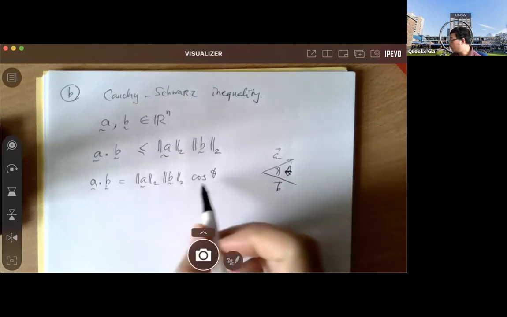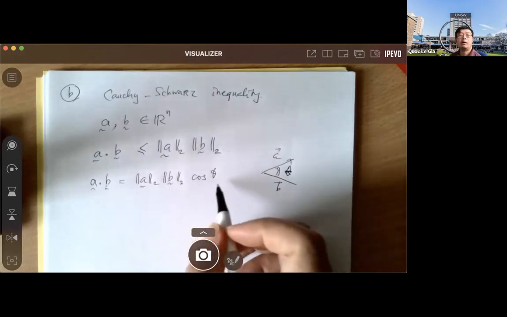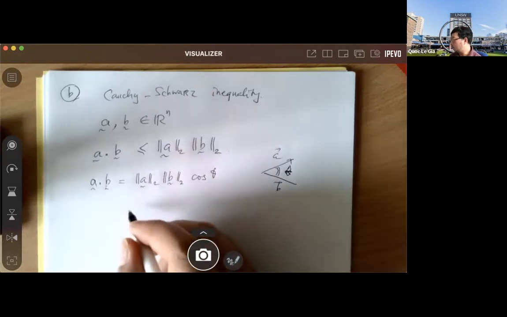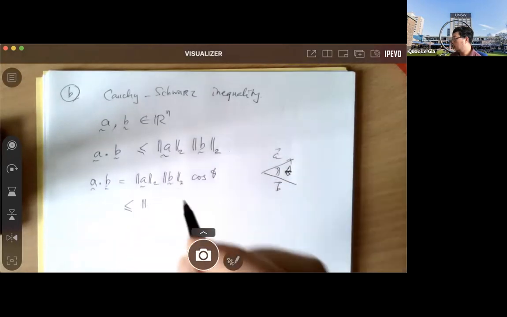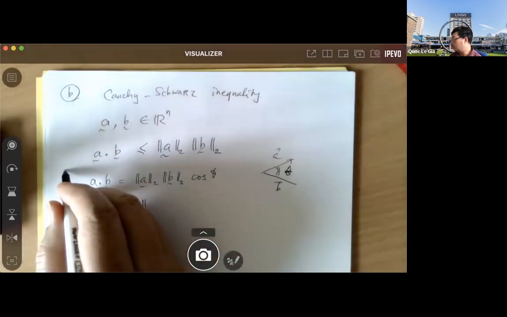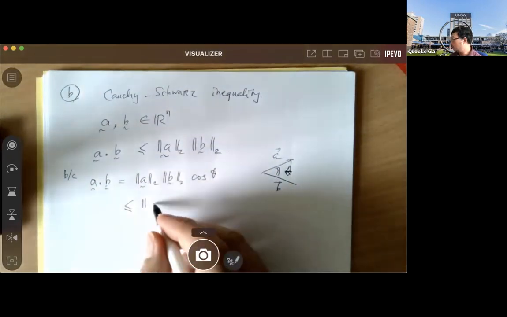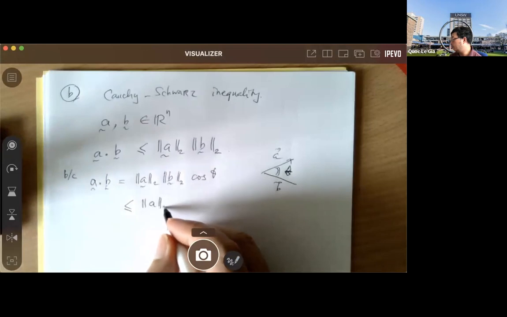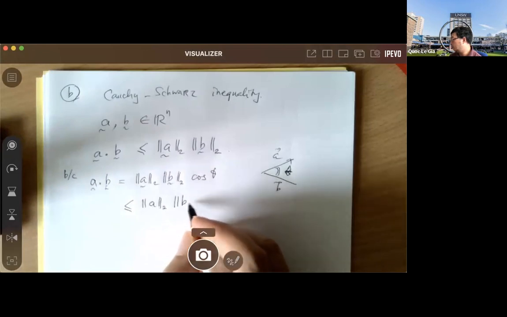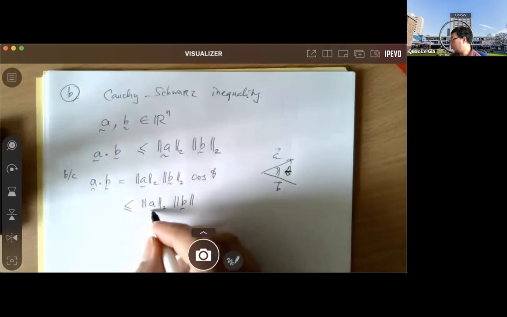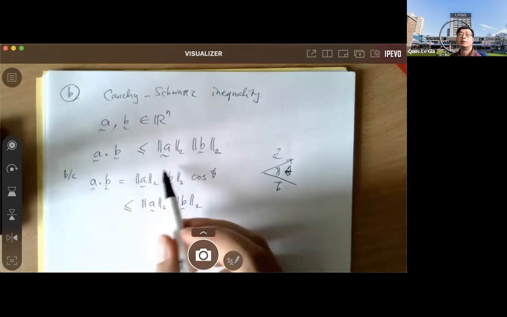And see, because cosine theta is always less than or equal to 1. So then therefore this one is less than or equal to the... well, maybe say that this is because, yeah. So this is a very simple proof. Okay, so I assume that you remember the formula for the dot product.